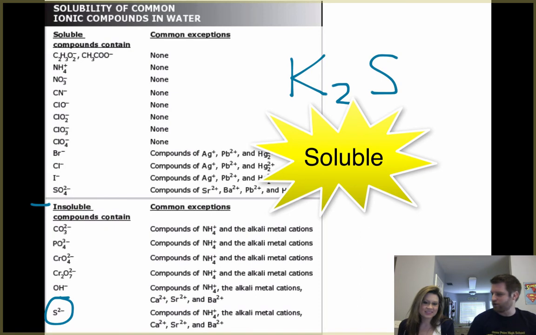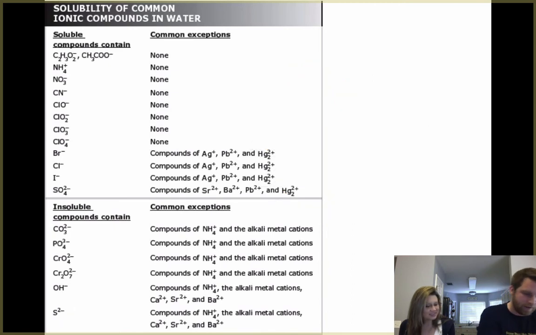That is absolutely correct. You avoided the trick. Yes, since potassium is an alkali metal, it is an exception. Therefore, that sulfide right there is soluble. All right, you're on a roll. 2 for 2. Here we go with the next one.